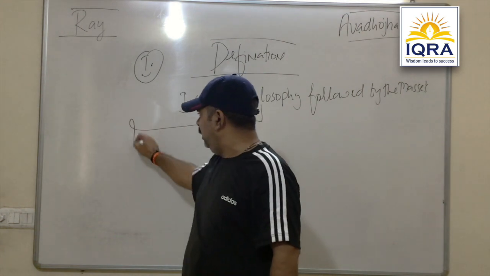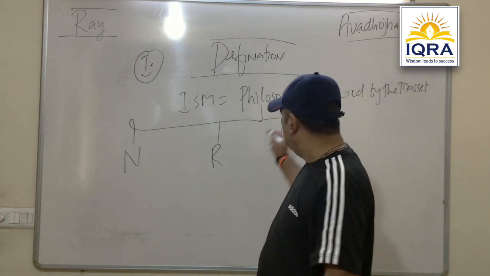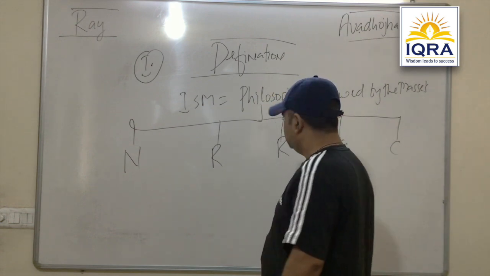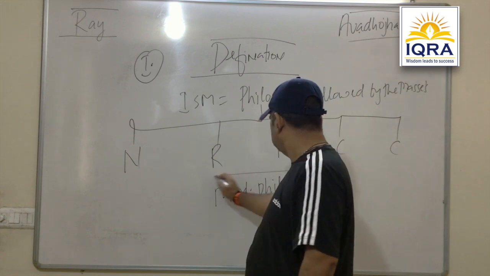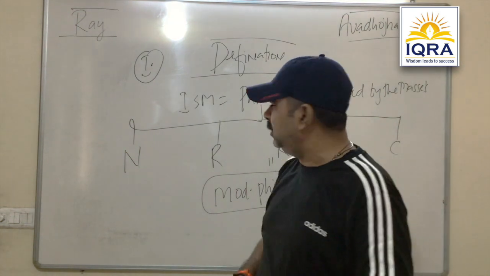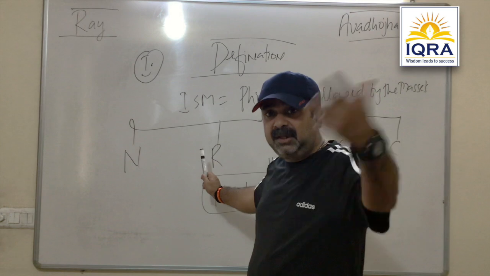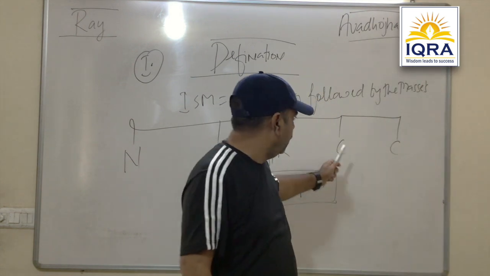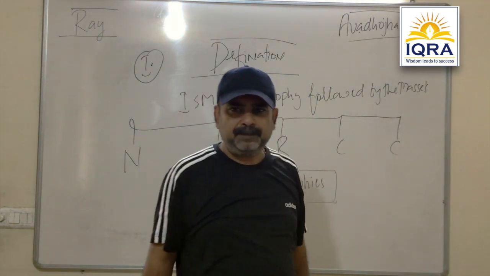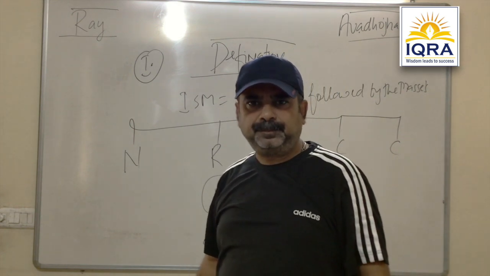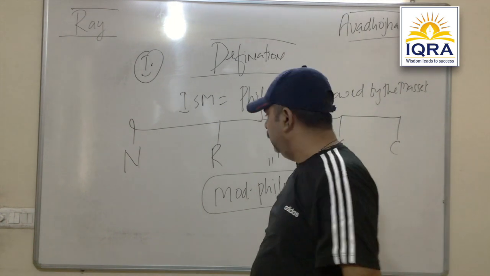So in this perspective, nationalism, rationalism, radicalism, communism, communalism, they all are modern philosophies. Ism means philosophy followed by the masses. Nationalism, rationalism, radicalism, communism, Russian communism, Samyavad, and communalism, Sampradayavad. They all are modern philosophies, modern.